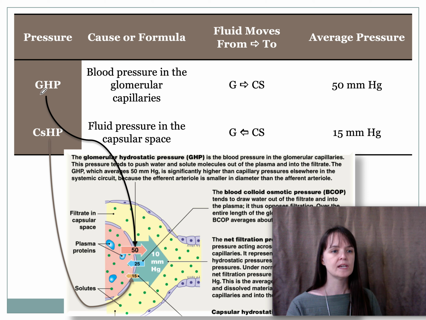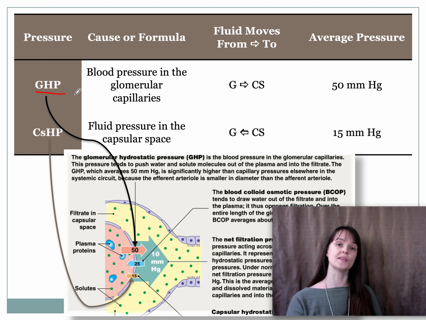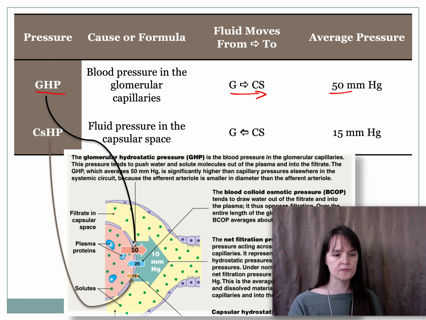There we go. So the glomerular hydrostatic pressure is the blood pressure in the glomerulus. The hydrostatic pressure is the fluid pressure, and the fluid here is the blood. And it moves fluid from the glomerulus into the capsular space at an average of 50 millimeters of mercury, and that is this arrow right here going that direction.